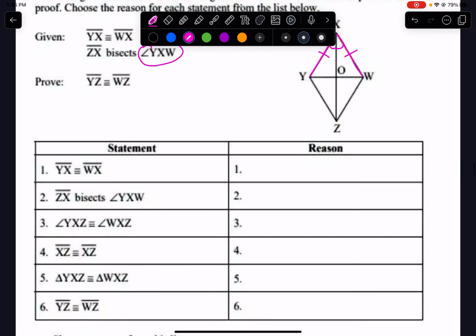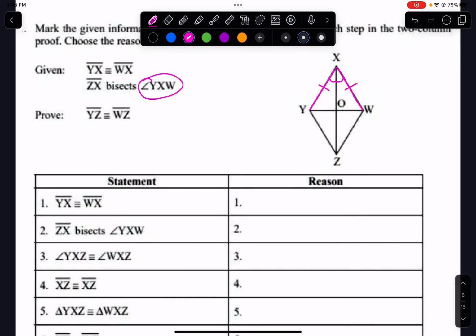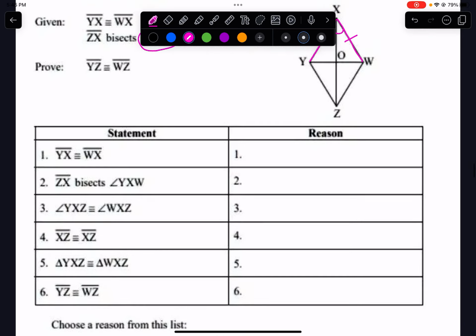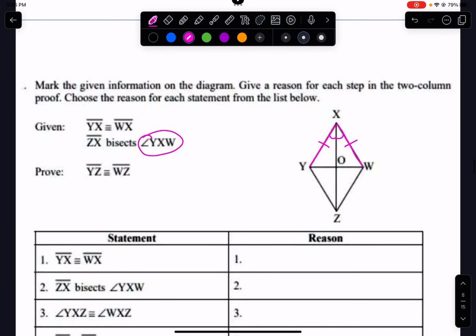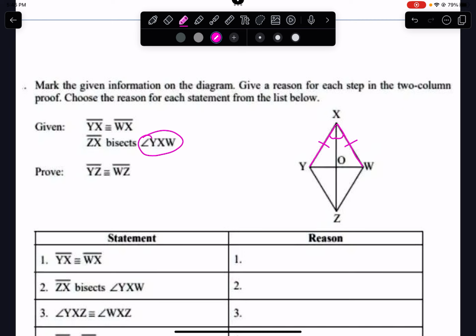We want to prove that YZ is congruent to WZ. So we're not talking about parallel lines here. This is just a refresh of proving that triangles are congruent. So you are not going to need any of the parallel line relationships for this. But let's look at what we want to prove. We want to prove YZ and WZ are congruent.